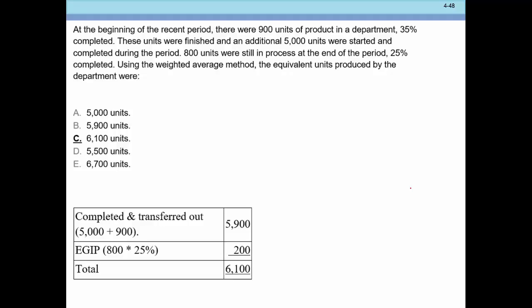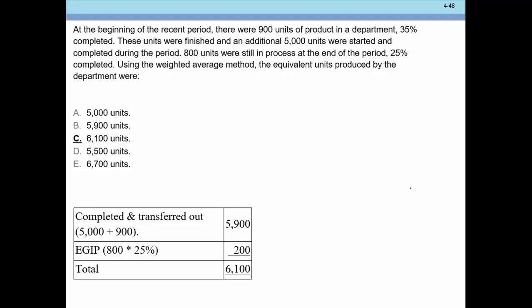Because this one is a little bit unique in that you're not able to use the approach that we've talked about as easily here, and you have to think about it a little bit differently. Okay, so in this problem, they tell us that at the beginning of the recent period, there were 900 units of product in a department, 35% completed. These units were finished, and an additional 5,000 units were started and completed during the period. 800 units were still in progress.